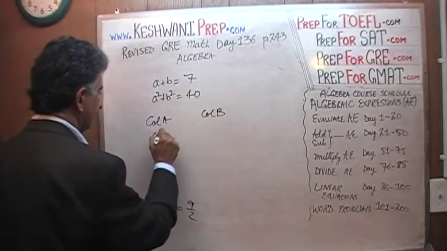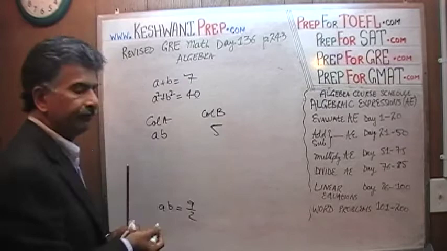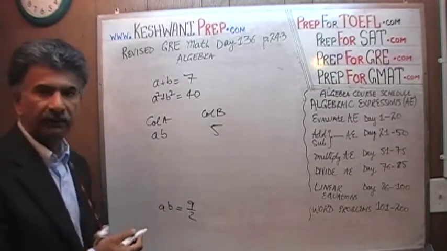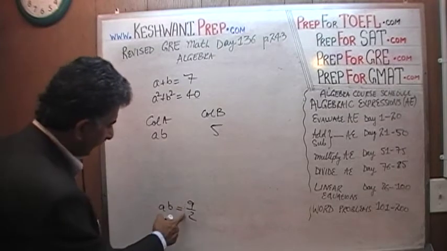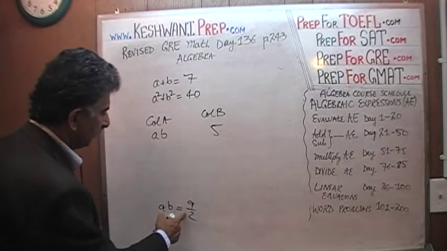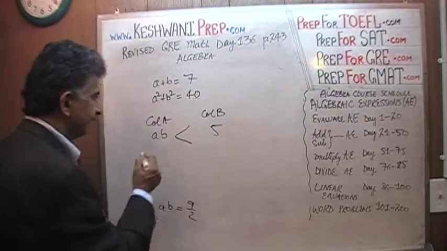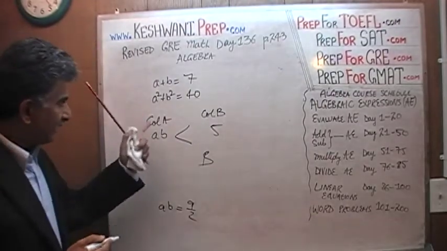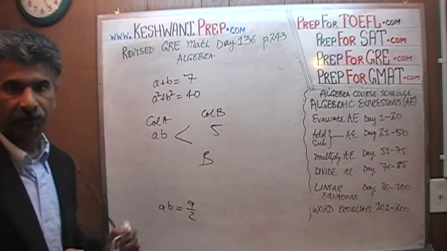Column A simply says a times b and column B says 5. And of course our job is to figure out whether these two quantities are equal or one is greater than the other. We just found that a times b is 9 over 2. 9 over 2 is 4.5, therefore 4.5 is less than 5. Answer in this case would be B. But you cannot answer this question unless you know the formula that we just went through.